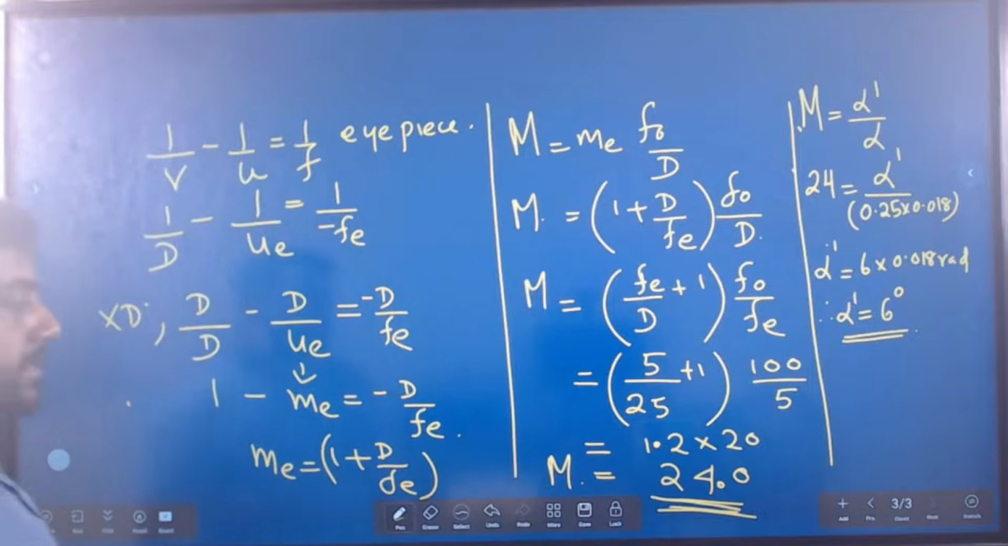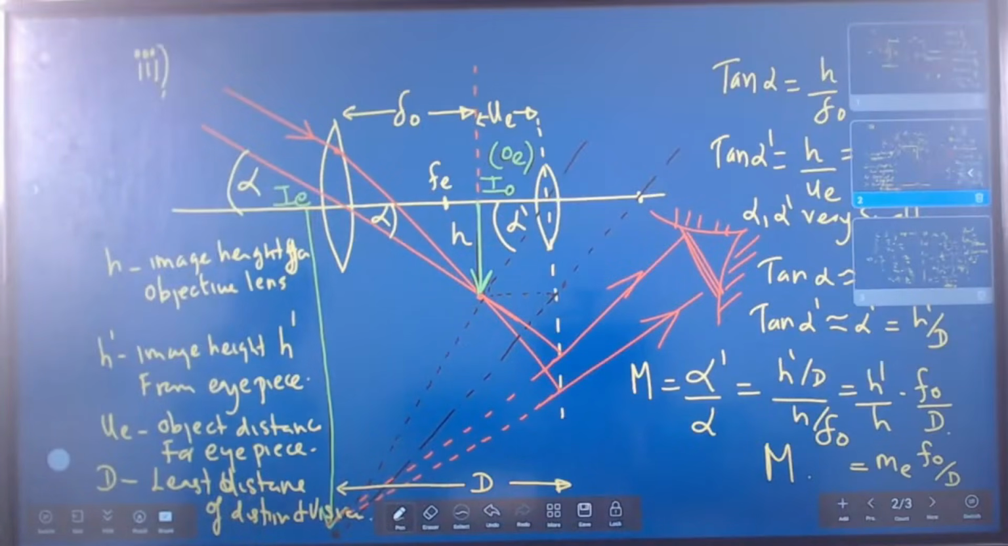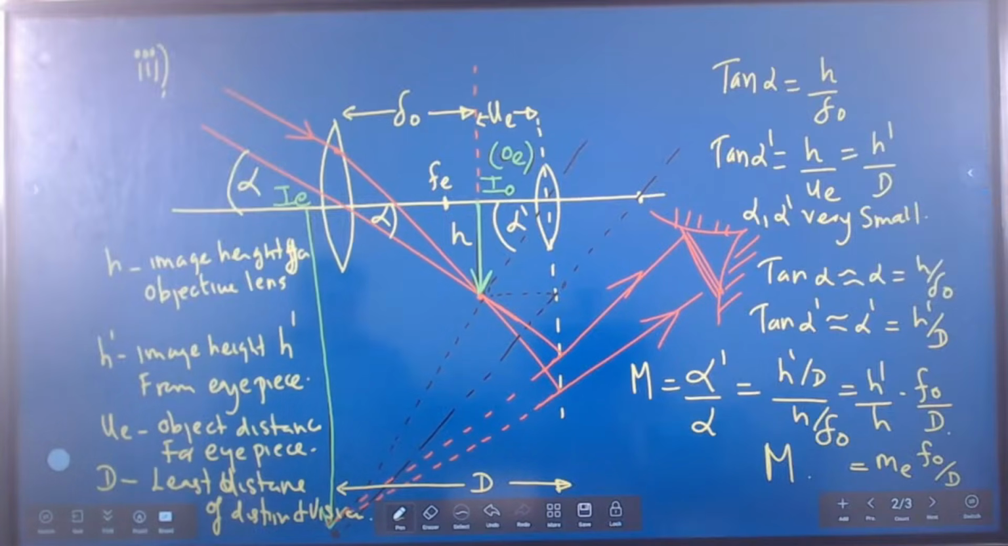Alpha dash is 6 degrees. Once you need it, I'll just go back. Write down. This is Roman number 3.